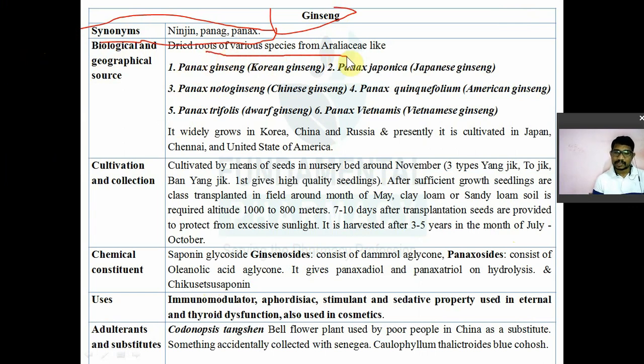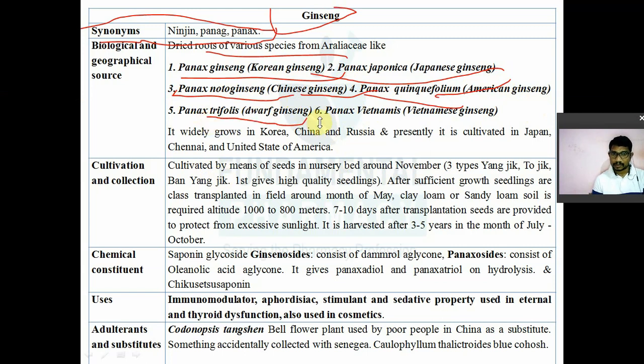various species of plants from family Araliaceae. The first one is Panax ginseng, known as Korean ginseng. Panax japonicus is Japanese ginseng. Panax notoginseng is Chinese ginseng. Then Panax quinquefolium is known as American ginseng. The next one is Panax trifolius, known as dwarf ginseng.